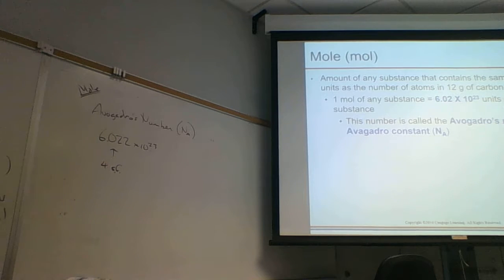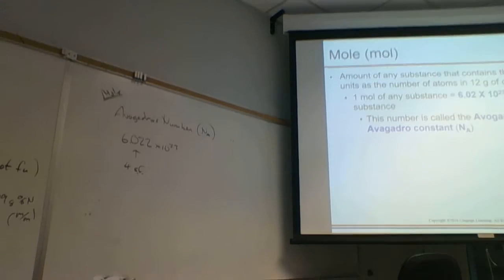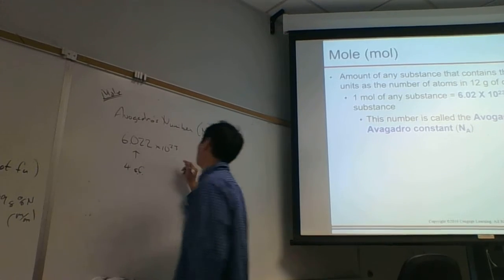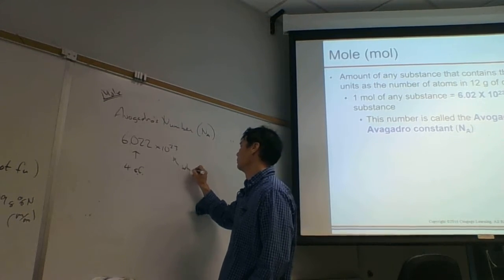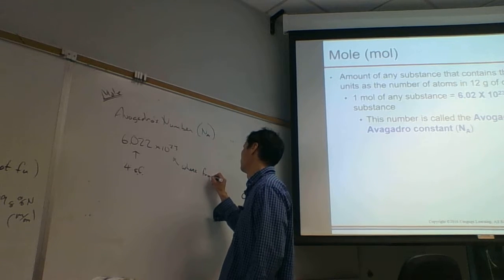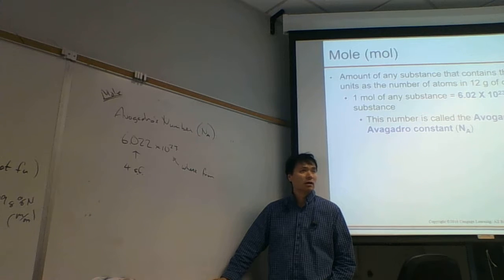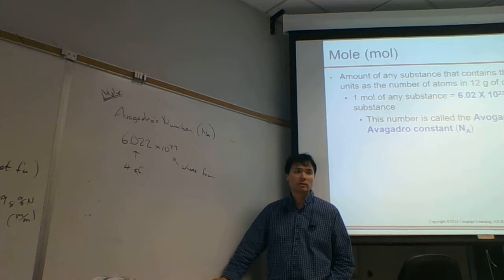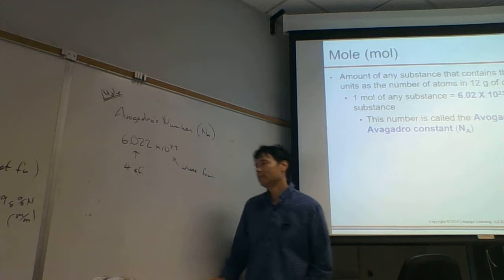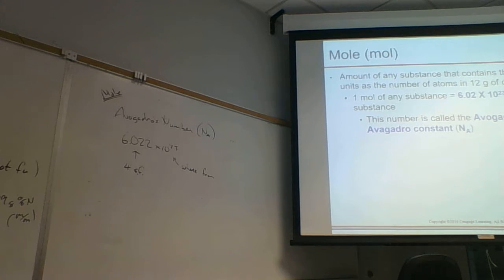Now, where does this number come from? In other words, how is it defined? If you wanted to reproduce this number to 5 sig figs, for a more precise, more accurate calculation, where does the number come from? The number of units in 12 grams of carbon-12. That's the way it's stated there. Where this number comes from is this.